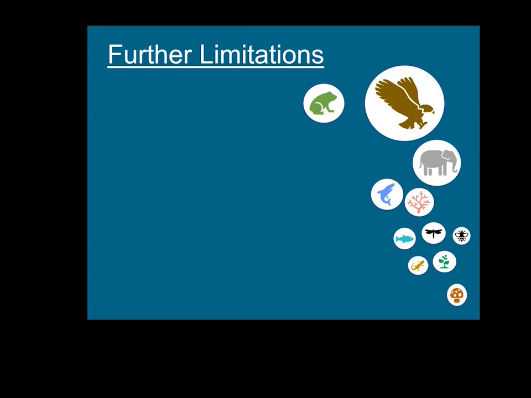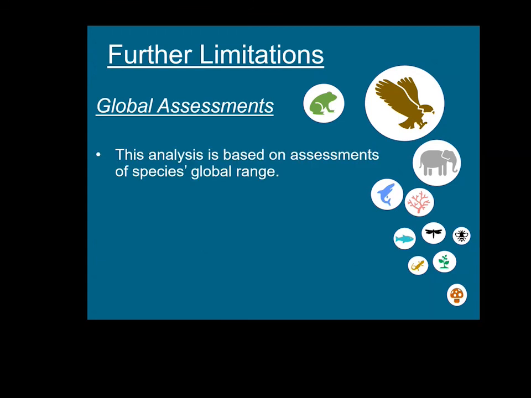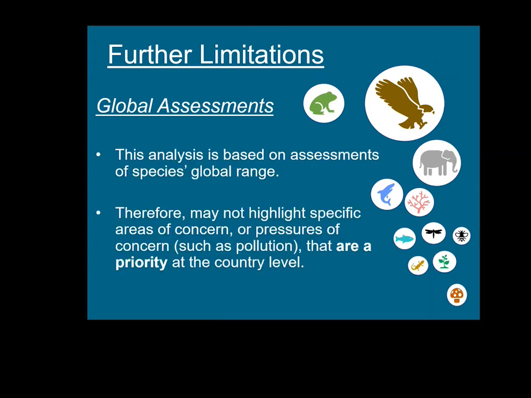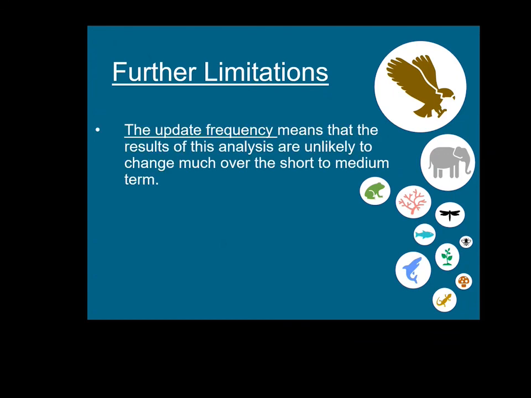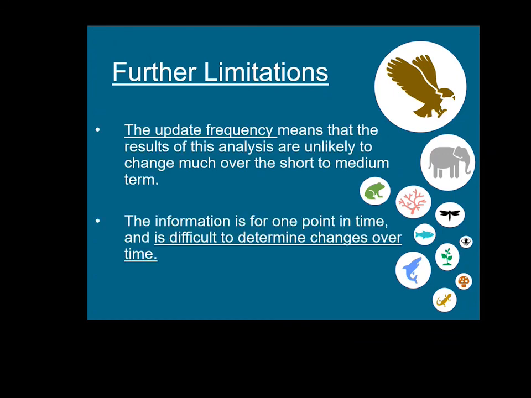It's worth considering that these are carried out as a global assessment, and therefore it may not be the best way of highlighting species of concern or pressures of concern, such as pollution, that will be a particular priority at the country level. The IUCN Red List update frequency means that results of this analysis are unlikely to change much over the short to medium term. It is therefore a powerful way of giving information at a point in time, but it is more difficult to determine changes over time.